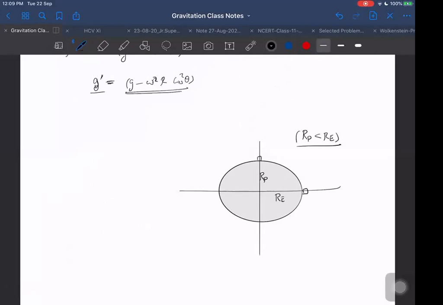Not only due to the apparent change, that will be a real change also. Real change because of the distance, not only the apparent change due to omega. That apparent change due to omega is extra, but even without the apparent change, there will be a real change as well. At the pole, the gravity will be slightly stronger compared to that at the equator. The reason is that RP is less than RE. Okay, is it okay? Yes, sir.